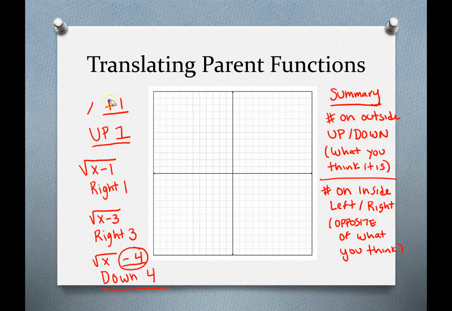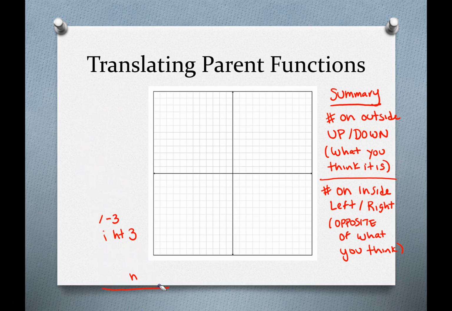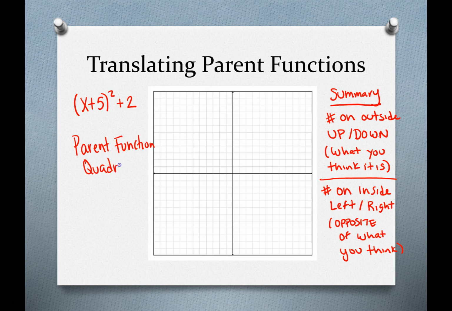So let's go ahead and do a couple examples before we go to the graph. This time I'm going to use the parent function of a squared function. For example, I'm going to choose (x plus 5) quantity squared plus 2. First thing to say is, I know that this parent function is going to be a quadratic. How do I know that? Well, I know that because I see the square. I know that that's going to be a smiley face.